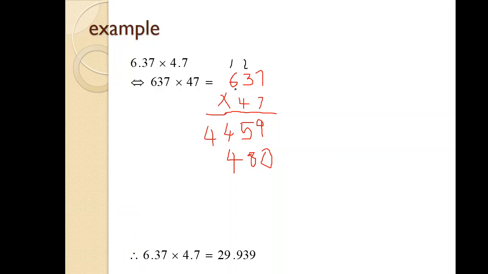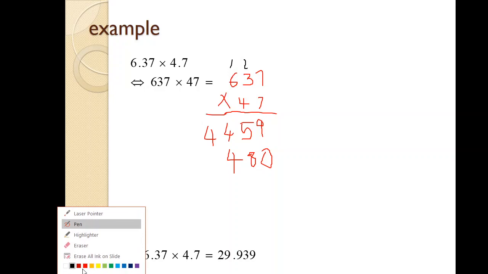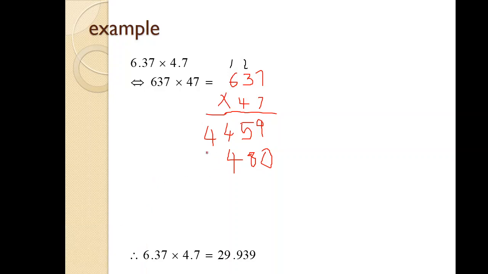Then lastly we go to 6. 6 multiplied by 4. If you multiply 6 by 4, you get 24. Then you add the 1, then you get 25. Then you put the 25 here. The 2 comes here. Oh, sorry.